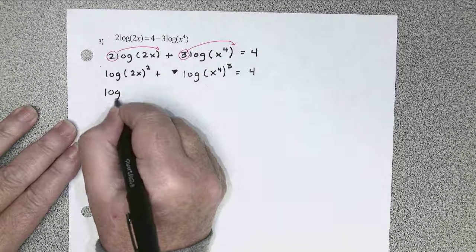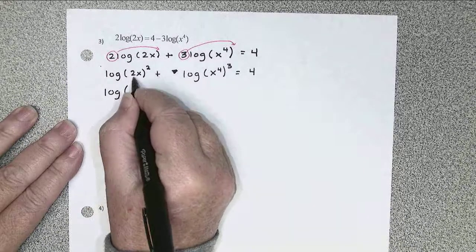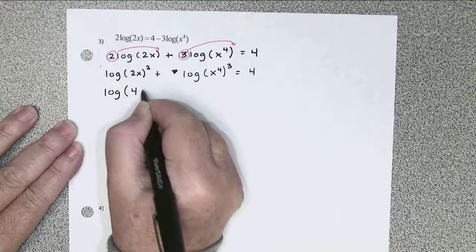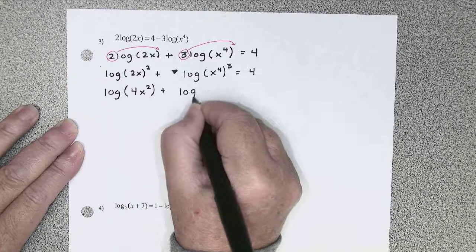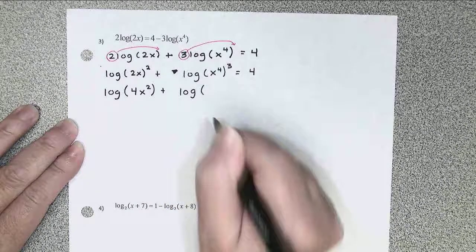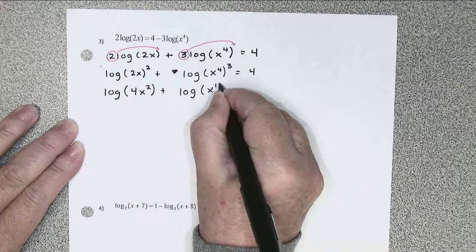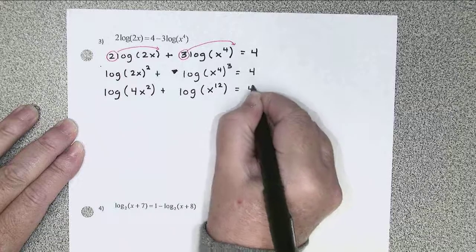Let's go ahead and just simplify those. 2x squared would be 2 squared is 4 times x squared. And power to a power, I'm going to multiply those exponents: x to the 12th.